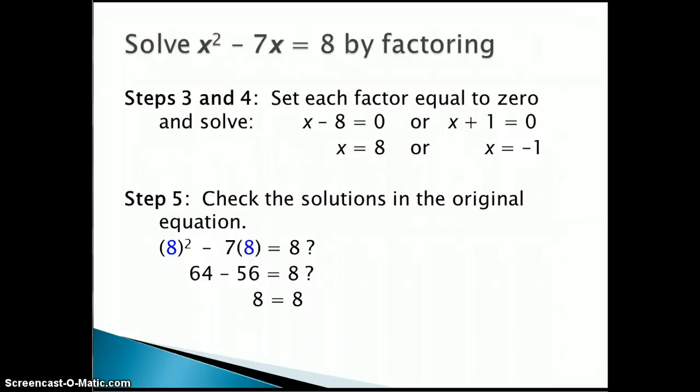Let's check our other solution of negative 1. So we do the same thing. We take our negative 1 and replace all the x's with that number. Now it's important that you're squaring negative 1, the whole thing, so you want to put that number inside parentheses. So when you square negative 1, you get positive 1, and then negative 7 times negative 1 is positive 7. So the left side simplifies to 1 plus 7, and is that equal to 8? It sure is, so we also get a true statement when we check the proposed solution of x equals negative 1. So both of those solutions are true solutions.